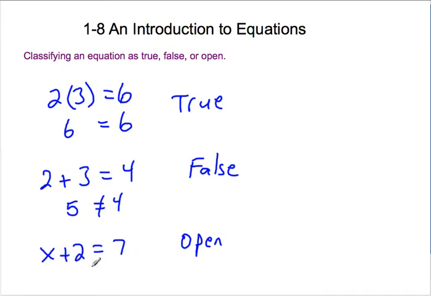When we're given an open equation, oftentimes our job is to solve it. And so to solve an open equation is to put a number into the variable that would make it true. So for instance, if you wrote x equals 5, that would solve this open equation.